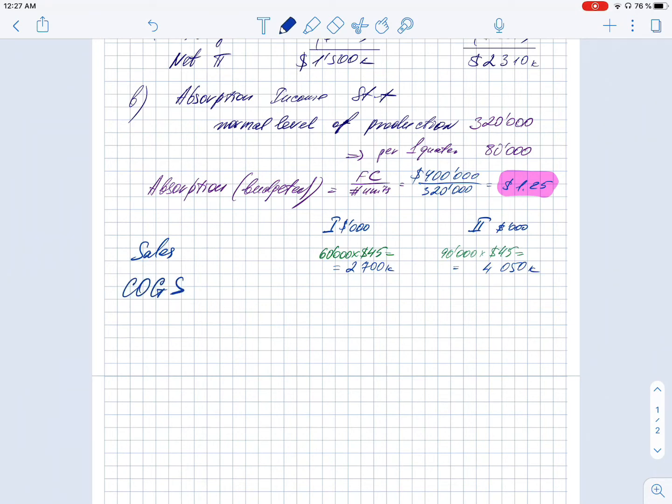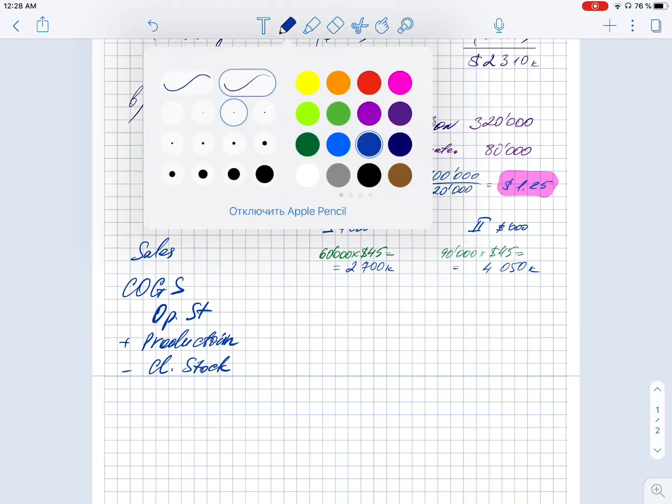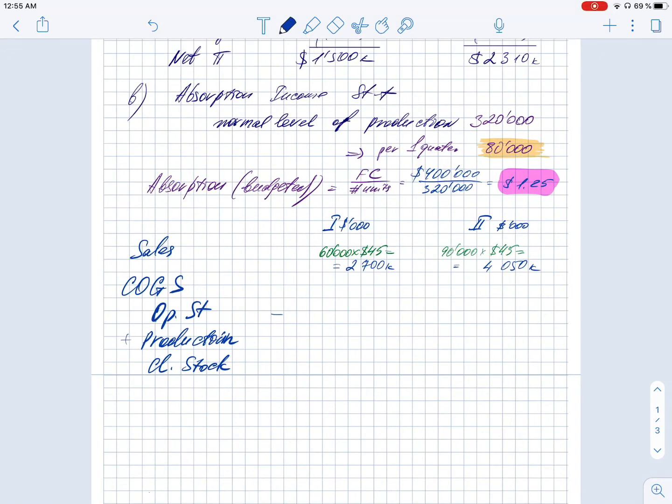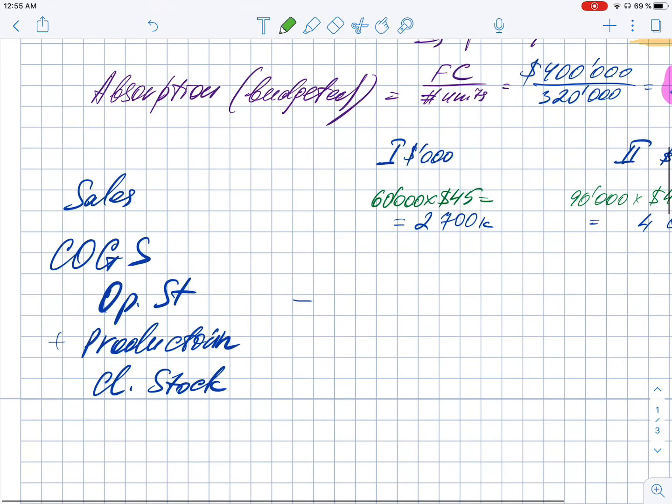The same logic, the same formula we have to use. Opening stock plus production costs less closing stock. That amount should be used in order to calculate cost of goods sold. So opening stock for the first day of the first quarter is 0. Production cost should be valued as 70,000 units. I'll write it down in green as technical supporting calculation.